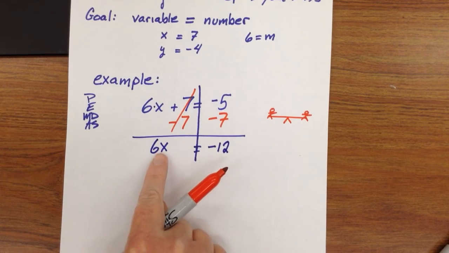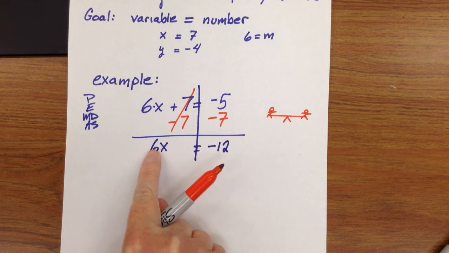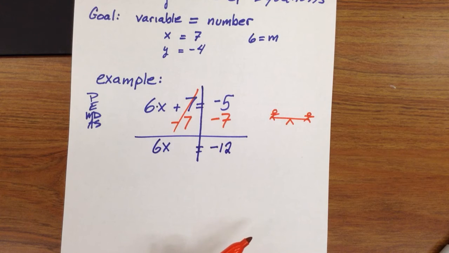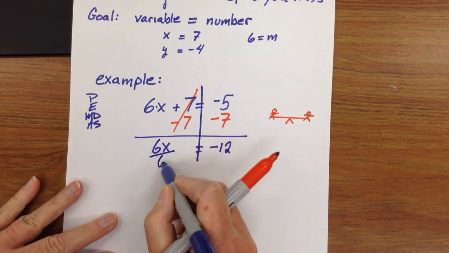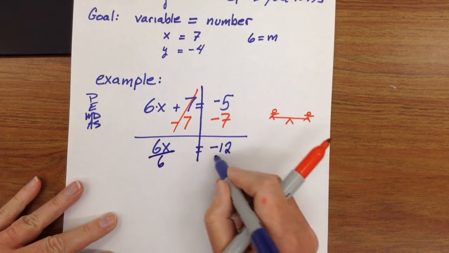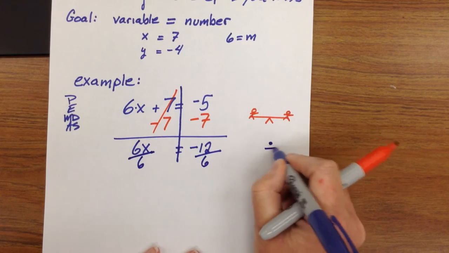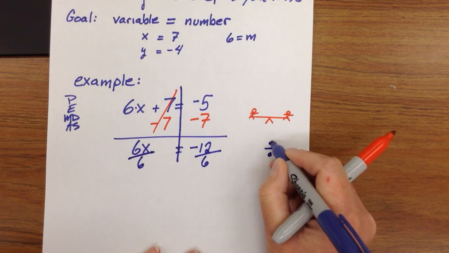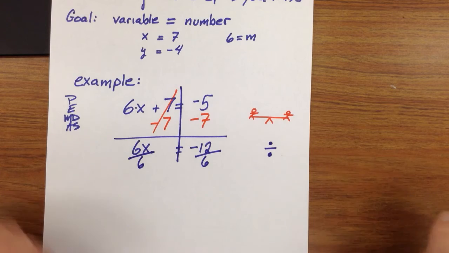Now already, the x is more alone than it was, but it's not completely alone. This says 6 is multiplied by x. We need to undo that. We want to undo these steps. The opposite operation of multiplication is division. Now I'm going to use a fraction setup. That is division by 6. Random side note, did you know that the division sign is a fraction, top over a bottom? I know.